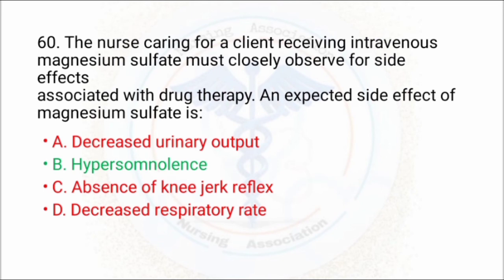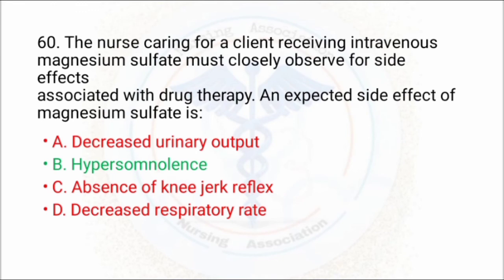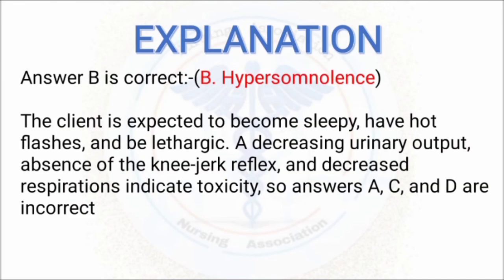So let's see why this is correct. The client is expected to become sleepy, have hot flashes and be lethargic. A decreased urinary output, absence of the knee jerk reflex and decreased respiration indicate toxicity. So answers A, C and D are incorrect. So here a side effect of magnesium sulfate is hypersomnolence because the client becomes sleepy, has hot flashes and can be lethargic. So compared to options A, C and D, option B is the correct option.